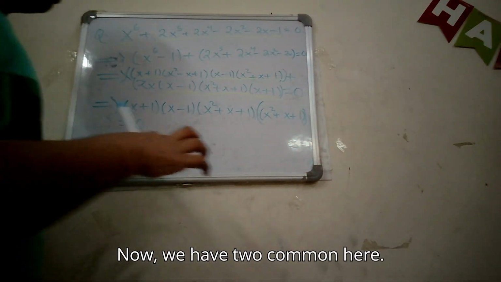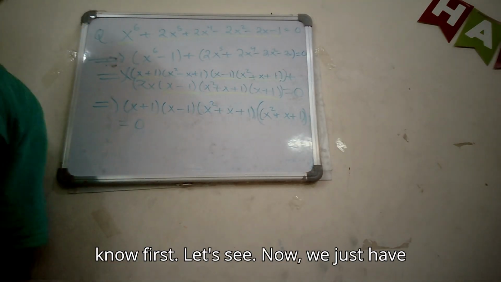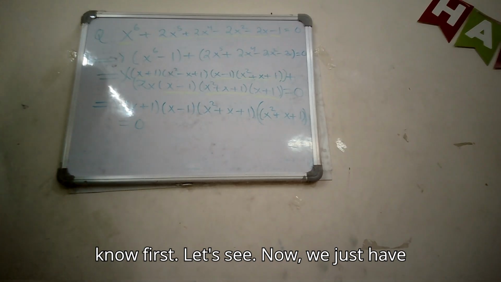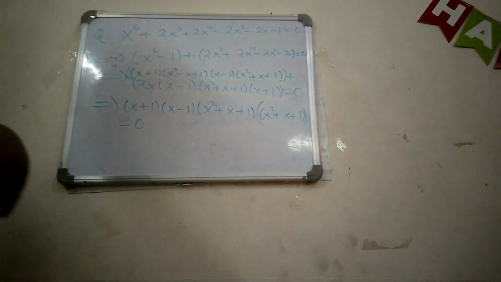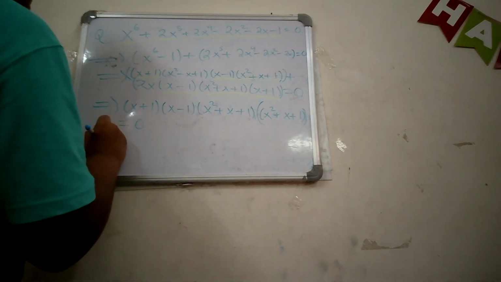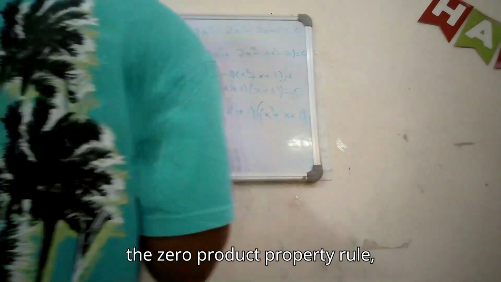Now we have two common here. What does this mean though? I'll let you know first. Now we just have to let each factor equal to 0. So A, remember, that's the zero product property rule.